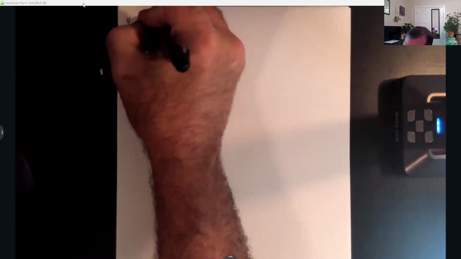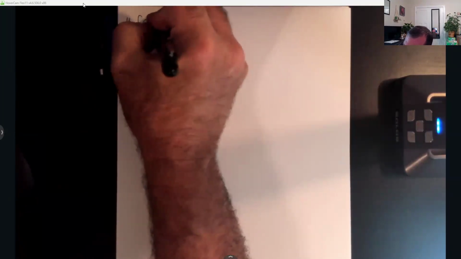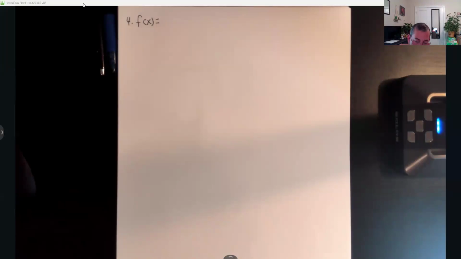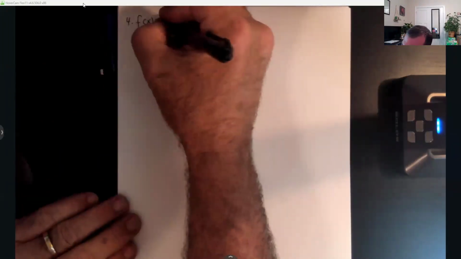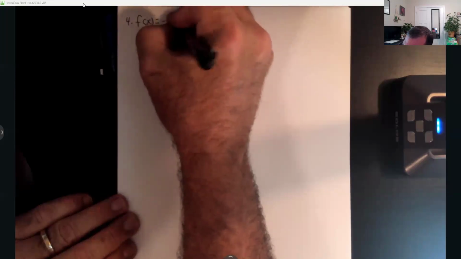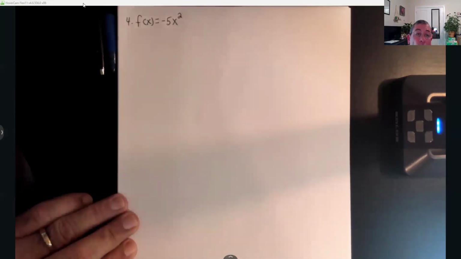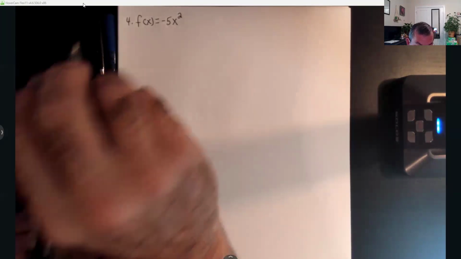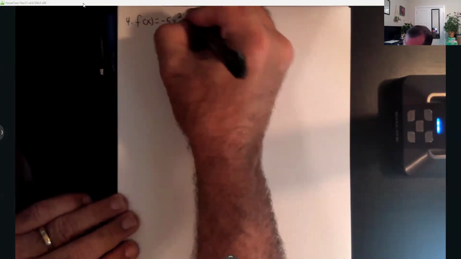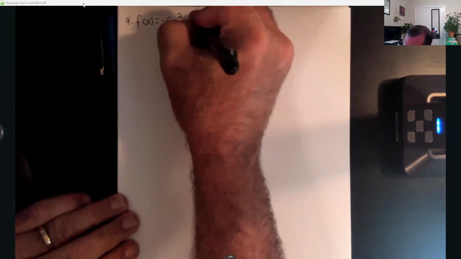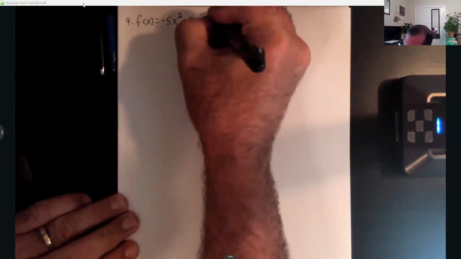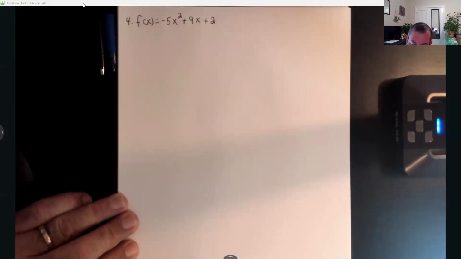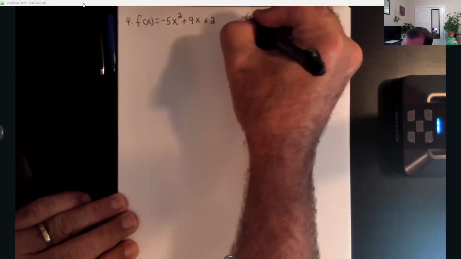All right, y'all, this time we're given f of x equals negative 5x squared plus 9x plus 2. So this is going to be a little trickier. All right, I'm going to write my formula here.